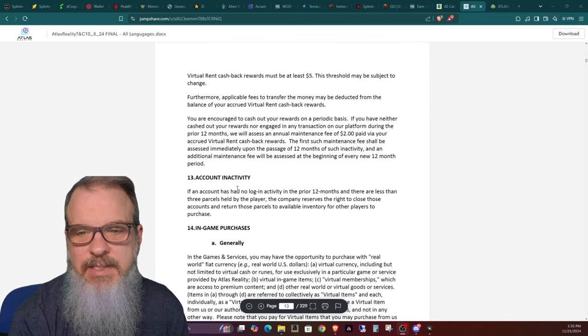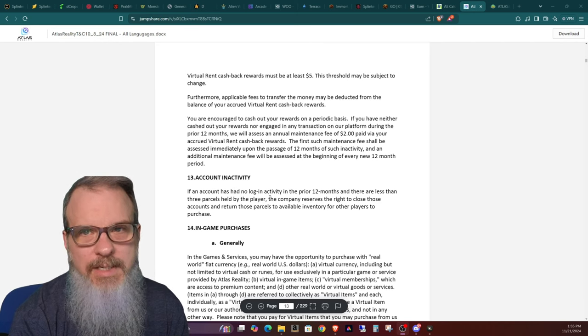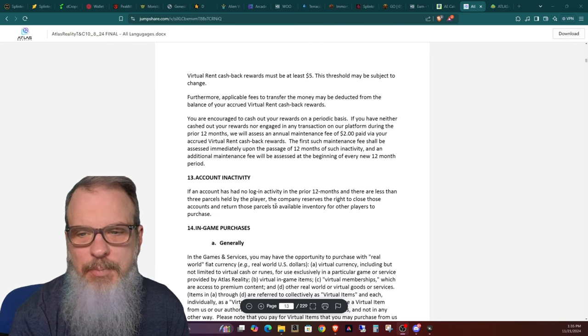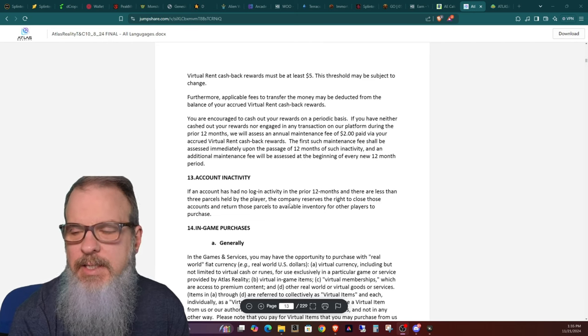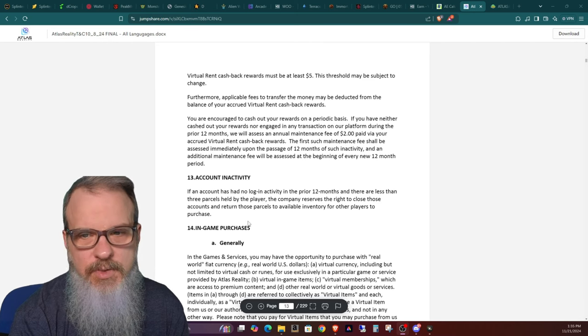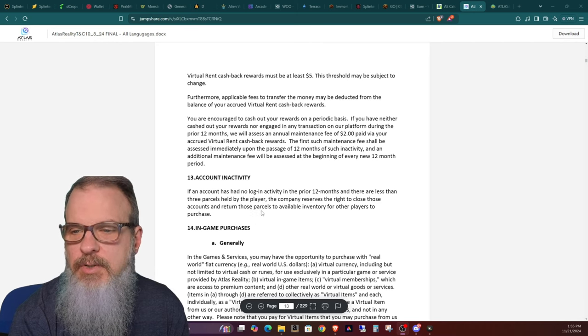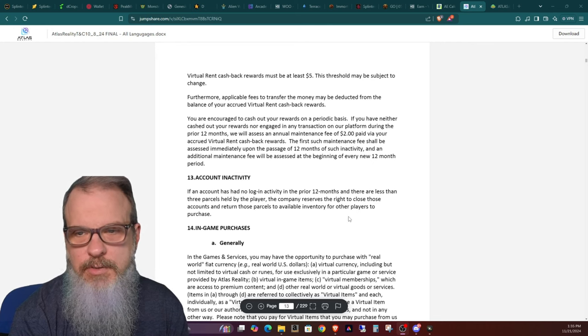And then that leads into the next section, which is section 13, account inactivity. If an account has had no login activity in the prior 12 months, and there are less than 3 parcels held by the player, the company reserves the right to close those accounts and return those parcels to available inventory for other players to purchase.